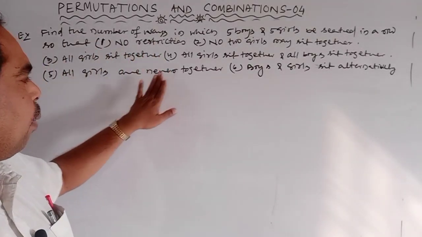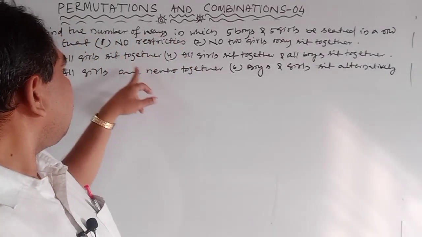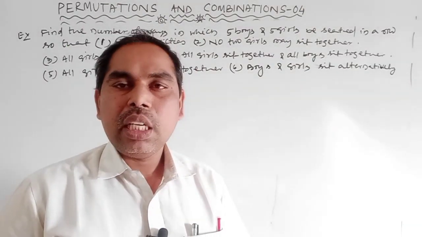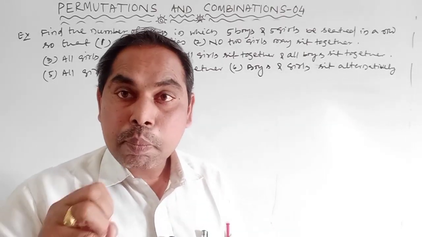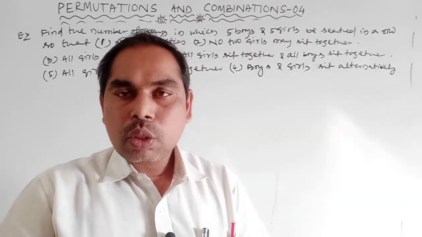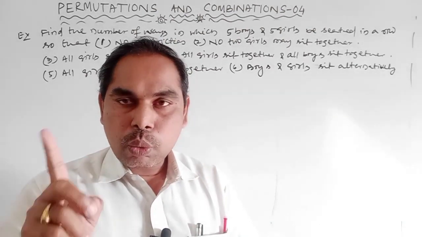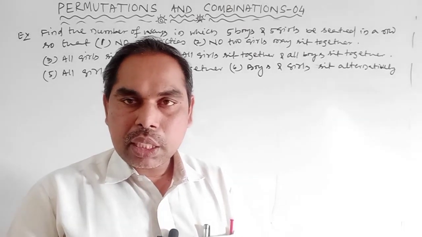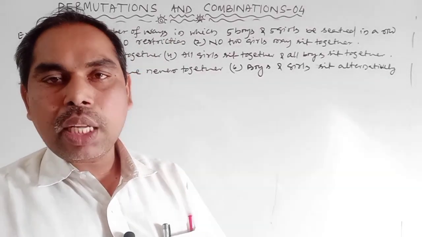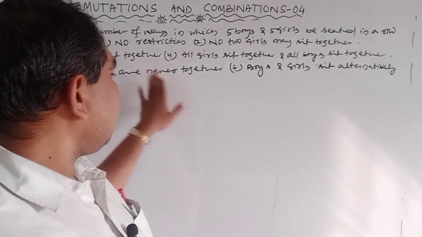Next, question number 5. All girls are never together means question number 1 minus question number 3. First, without any restriction, 10 persons can be arranged in 10 factorial ways, minus all girls taken as 1 unit, so 1 plus 5 is 6, 6 factorial into 5 factorial. So 10 factorial minus 6 factorial into 5 factorial: without any restriction minus all girls come together is equal to all girls are never together.